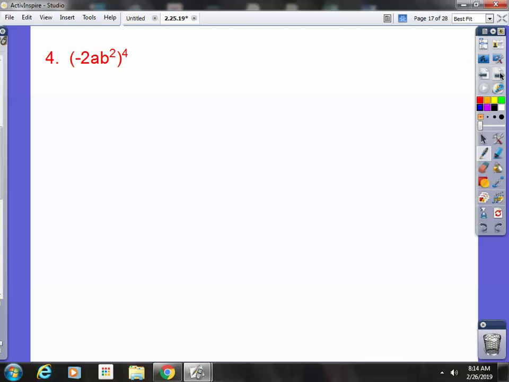So this time that exponent of 4 is zinging what? Negative 2, the A, and the B squared, correct? So it's going to go to everything. Zinging the parentheses. So everything inside the parentheses gets taken to the 4th power. So in my head, I'm thinking about this as negative 2 to the 4th power. Now that's not negative 2 times 4, is it? That's negative 2 times negative 2 times negative 2 times negative 2.